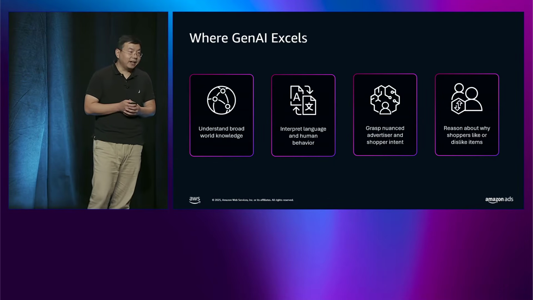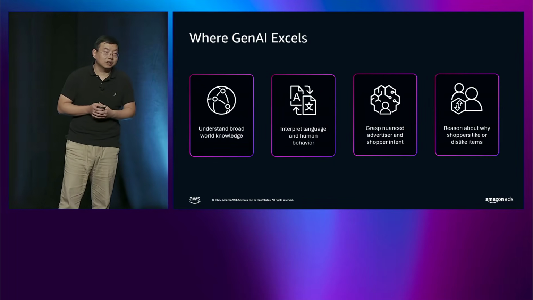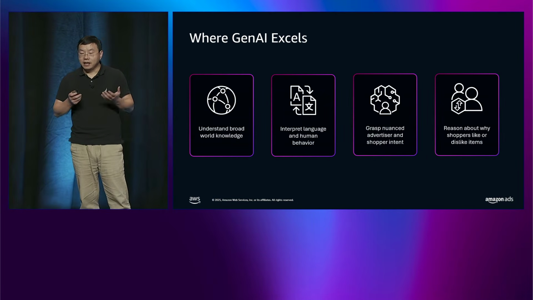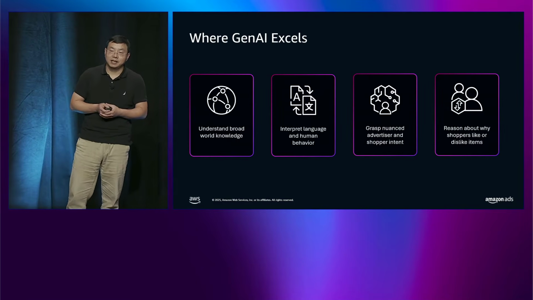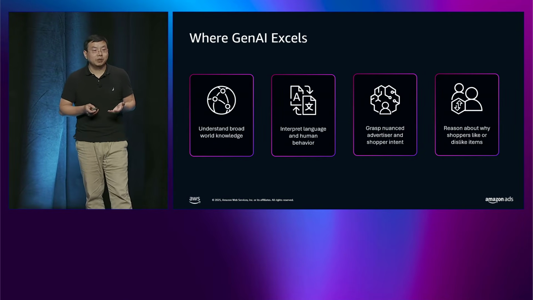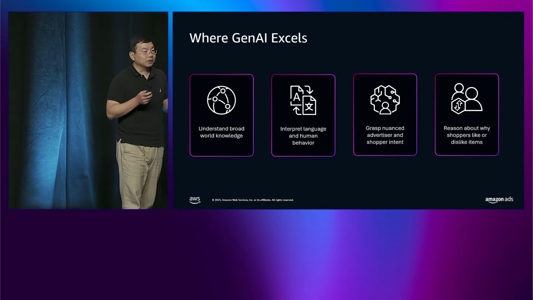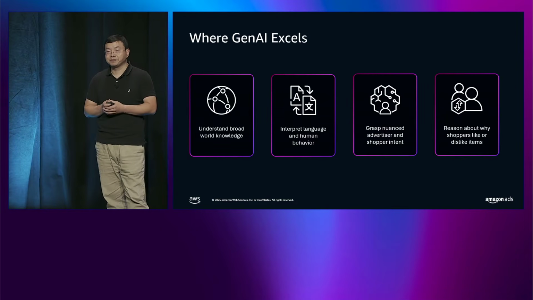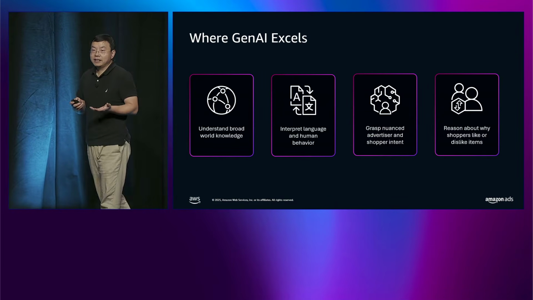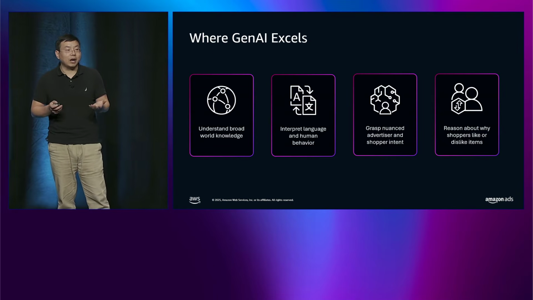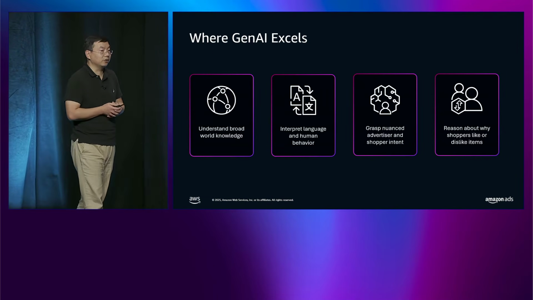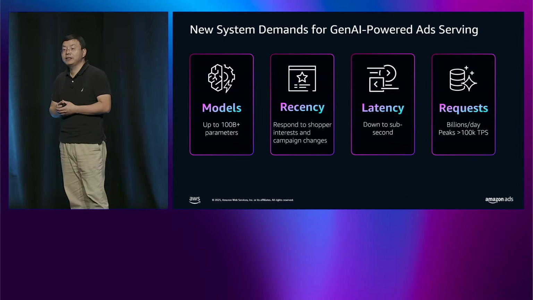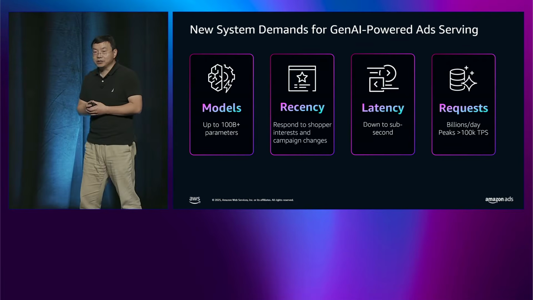From these examples, we can tell what Gen AI models are good at. They understand machine learning and also understand human language. They possess world knowledge, able to tell the nuanced differences of product attributes. They can also understand evolving shopper interest. With that, they can also understand and reason about why a particular product is or is not a good match for a particular shopper. These are all promising directions we are exploring, but it comes with challenges.